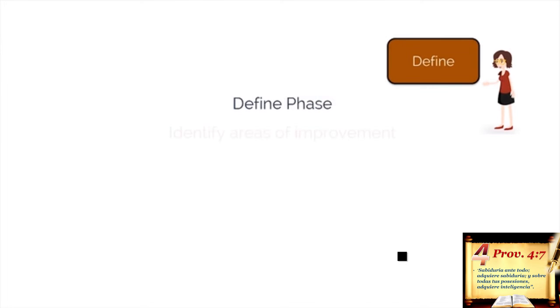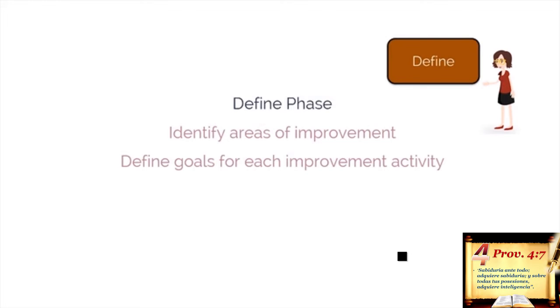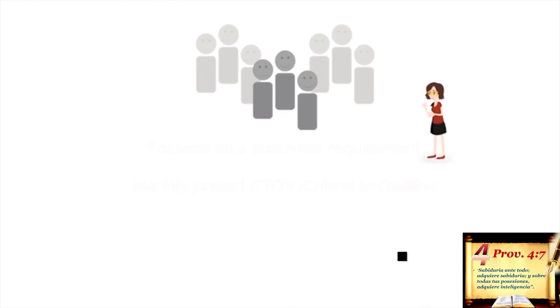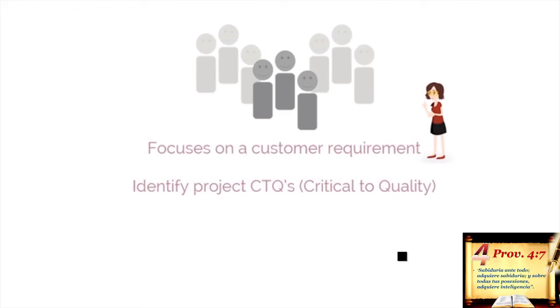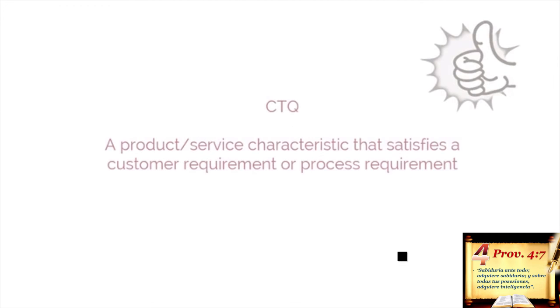The define phase is used to identify areas to improve and defines goals for each improvement activity, and ensures that resources are in place for the improvement project. The define phase focuses on customer requirements and identifies projects' CTQs, critical to quality. Each CTQ is a product or service characteristic that satisfies a customer's requirement or process requirement.